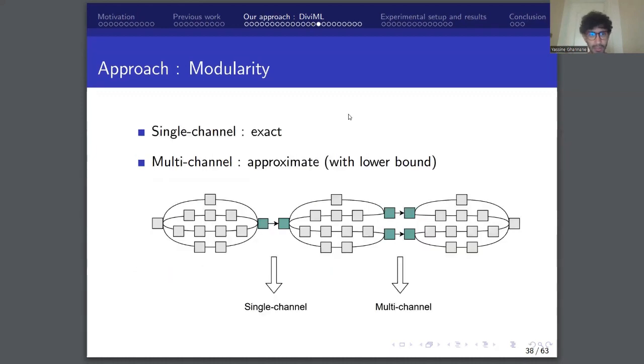Still, when combining them, a legitimate question is to ask, how much do we lose in terms of quality of results? So the answer is twofold. We distinguish between the single channel and the multi-channel case. In the single channel case, we managed to reach an exact solution, whereas in the multi-channel case, we propose an approximate solving scheme that also comes with a lower bound that gives a guarantee on how far we are from a theoretical optimum.